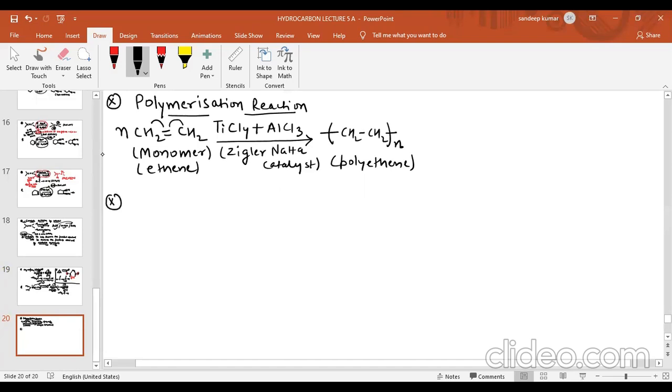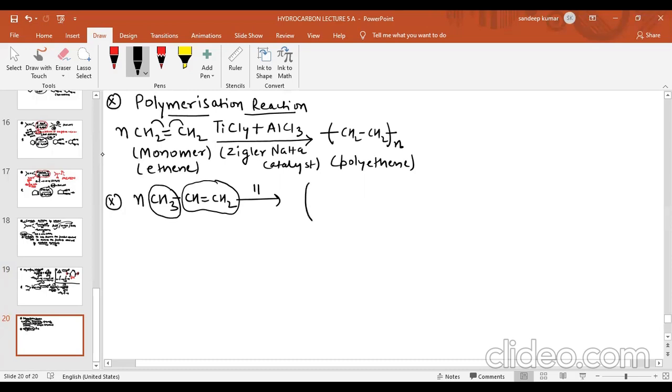If the compound is given like this, n monomers of propene, so n monomers of propene means CH3CH double bond CH2. The catalyst is same, Ziegler-Natta catalyst. First of all, because we know in the polymerization reaction only double bonded carbon atoms will participate, whatever group is present on the double bonded carbon, please make this group in the branching.